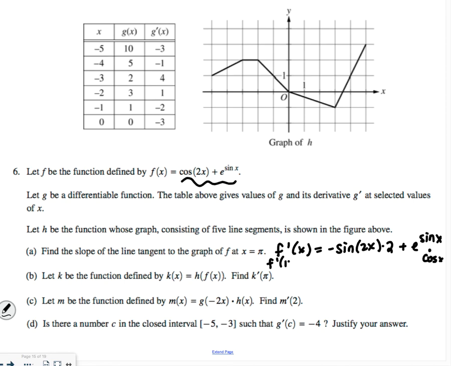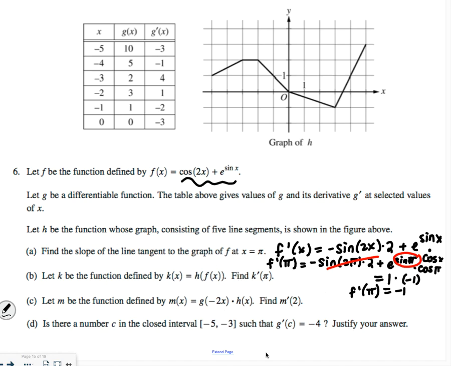So I have negative sine of 2 pi, which is kind of nice because that becomes 0. And then I'm going to have e to the sine of pi times cosine of pi. As I said, all of this goes to 0. This power is 0, so e to the 0 is 1. And then cosine of pi is -1. So your answer should be -1 for that.